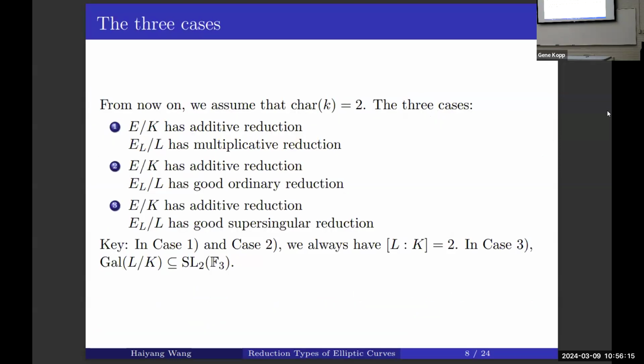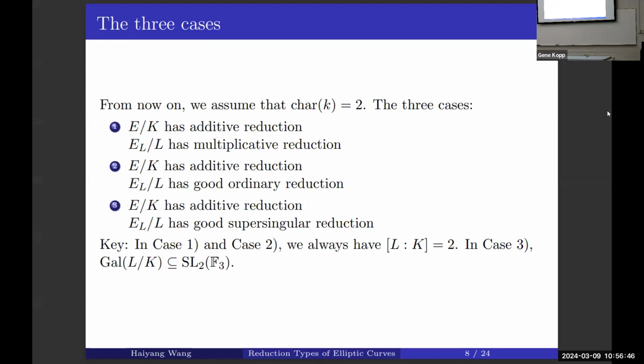From now on, we will assume that the characteristic of the residue field is 2. There are three cases to consider. Assume that E over K has additive reduction, then E_L over L can have a multiplicative reduction, good ordinary reduction, or a good supersingular reduction. Here, ordinary means that the endomorphism ring of the elliptic curve is an order in an imaginary quadratic field, and supersingular means that the endomorphism ring is an order in a quaternion algebra.